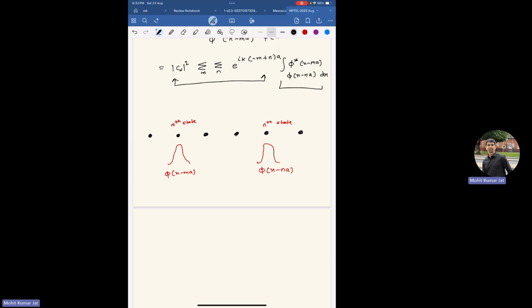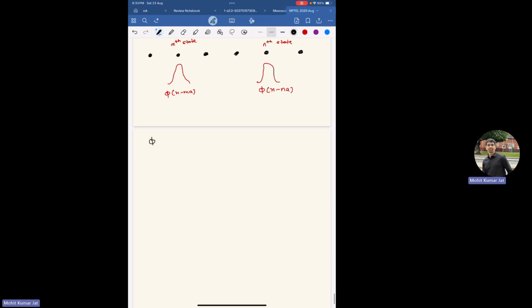when m is equal to n, in that case only, phi star of x minus ma and phi of x minus na will have value 1, otherwise it will be 0. That's the condition of orthogonality. So basically phi star of x minus ma times phi of x minus na is nothing but delta mn. What does delta mn mean? It will have value 1 for m equal to n, and 0 when m is not equal to n. That's what it means.